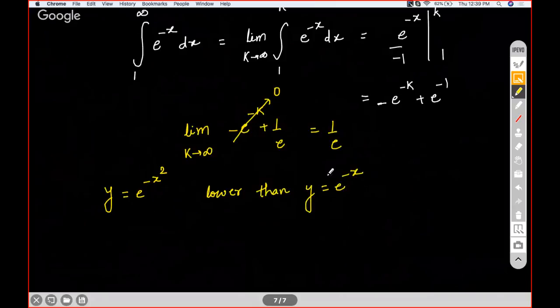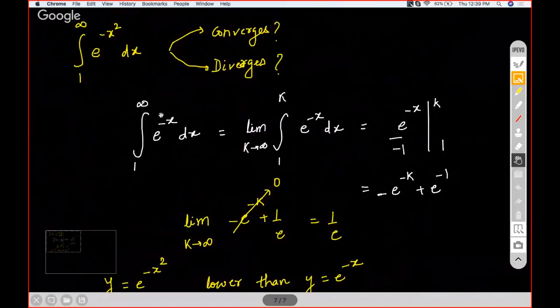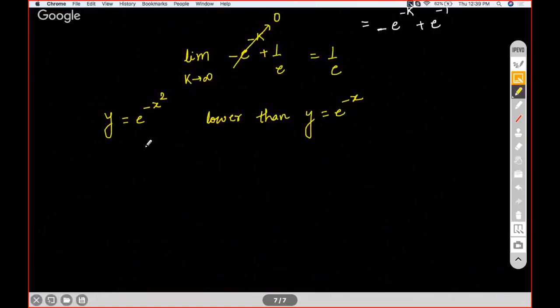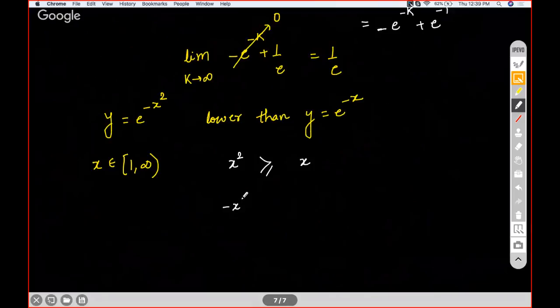And why is that so? It's very simple to understand why this is lower than this. If you see, you are integrating from 1 to infinity, correct? So when you are looking in the interval 1 to infinity, which is greater, x square or x? x square is greater, correct? Now which is greater, minus x square or minus x? Minus x.